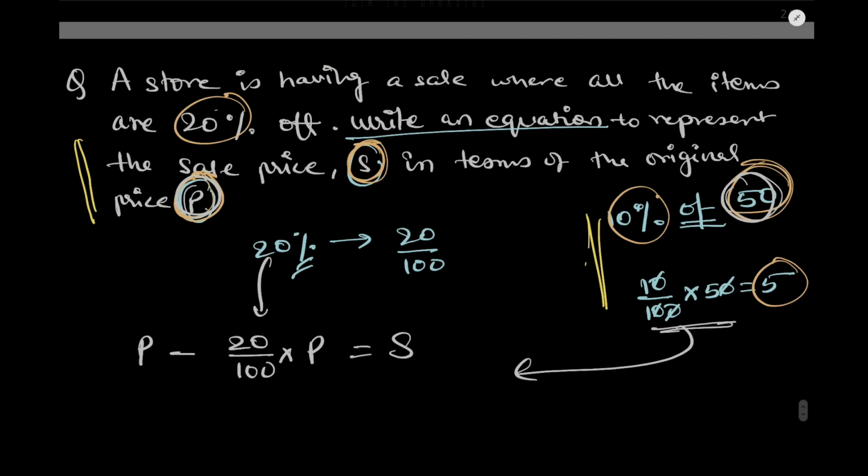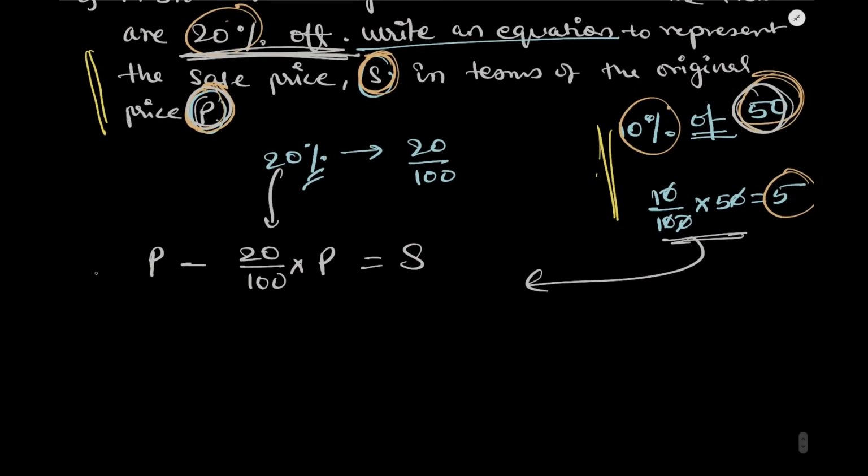It says that a store is having a sale where all the items are 20% off. The 20% of the original price has been reduced to the selling price. So reduced means you need to minus something from something. Now here the first something is the 20% of the original price and the second something is the original price itself. And from that we get the selling price. So this is the equation you get.